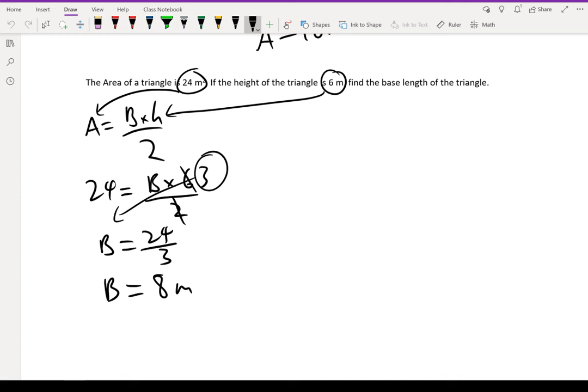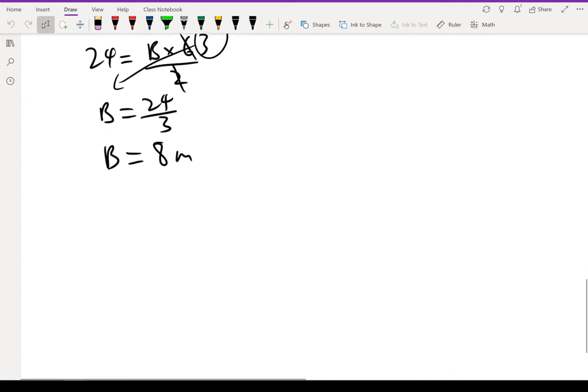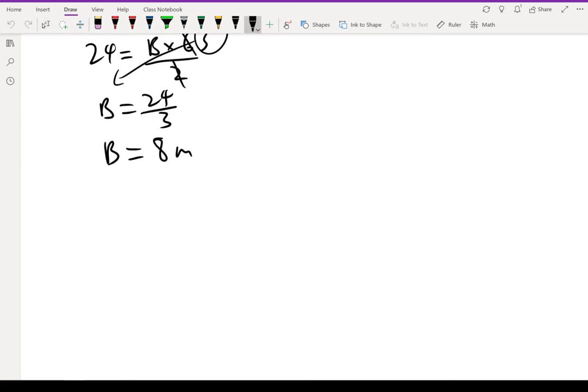And then that's it. So let's move on to trapezoids. What is a trapezoid? This is a trapezoid, where we have a base 1, we have a base 2, and we also have a height. Okay, so let's move on straight into an example.